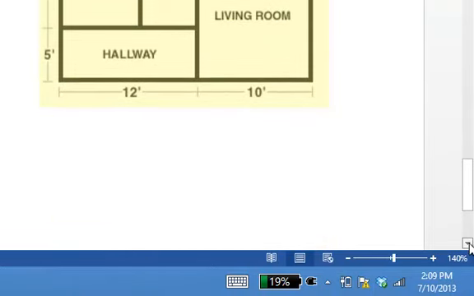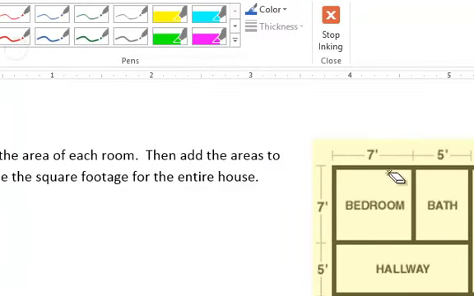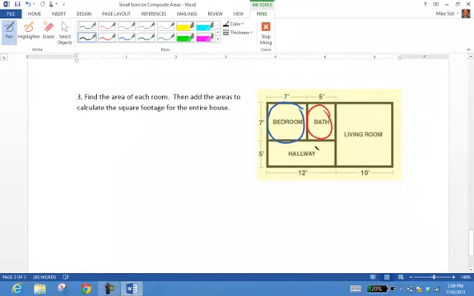Here's another one. And again, is this relevant? Oh, yes it is. Find the area of each room. And this one's already divided for you. Now I made this one very simple. Then add the areas to calculate the square footage for your house. Is this relevant? Well, we live in a house hopefully, or will be. So when we're calculating it, this one's already divided. So we'll do this area, and this area, this area, this area, and then add those together. Hopefully this will give you a good start on this exercise.